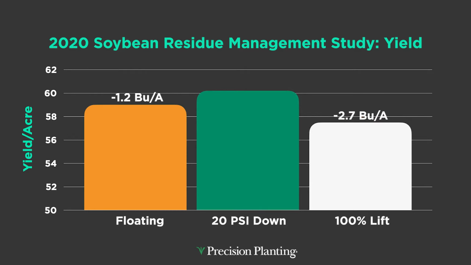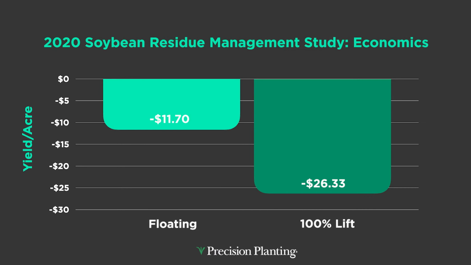But let's look at the economics of that. As we look at this, when I ran my row cleaners fully off the ground, not engaged at all with the soil, that would equate to a $26 loss on that acre. When I ran in floating mode without any control whatsoever, but my row cleaners were engaged, I had a $11.70 loss per acre.